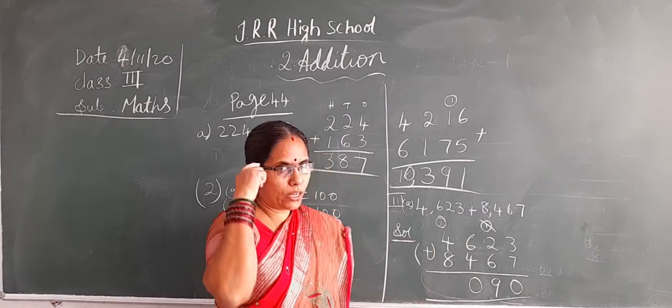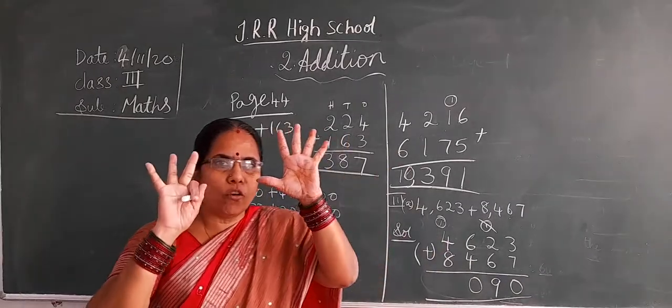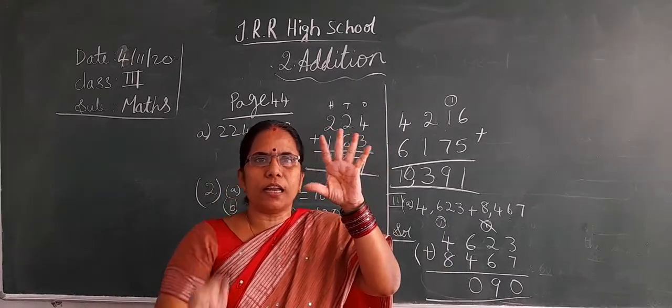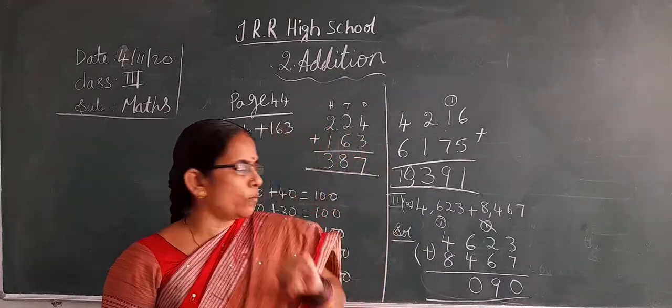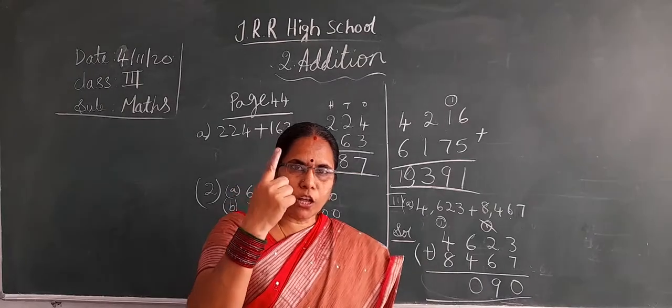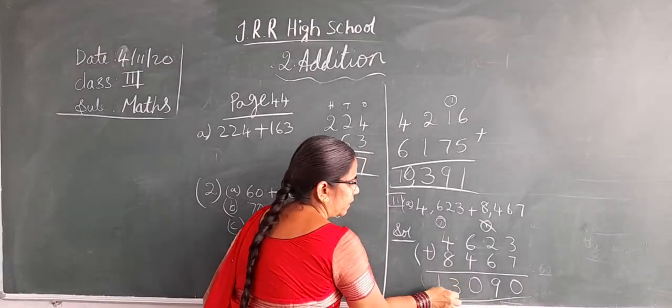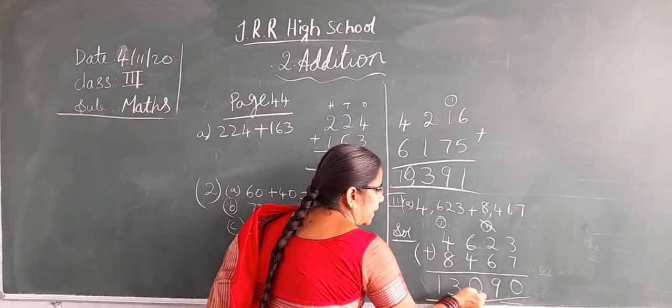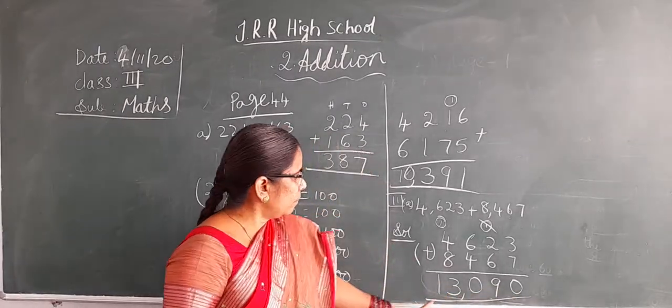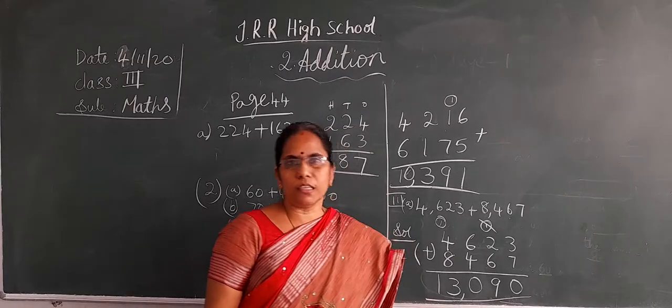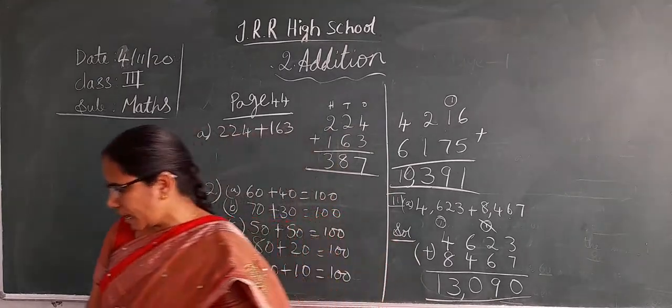4 and 8. 4 in the mind, 8 on the finger. 4 after 5, 6, 7, 8, 9, 10, 11, 12. Again 12 in the mind, 1 on the finger. 12 after 13 makes 13. Ones, tens, hundreds. After 3 digits put a comma. 13,090. 13,090 is the answer.